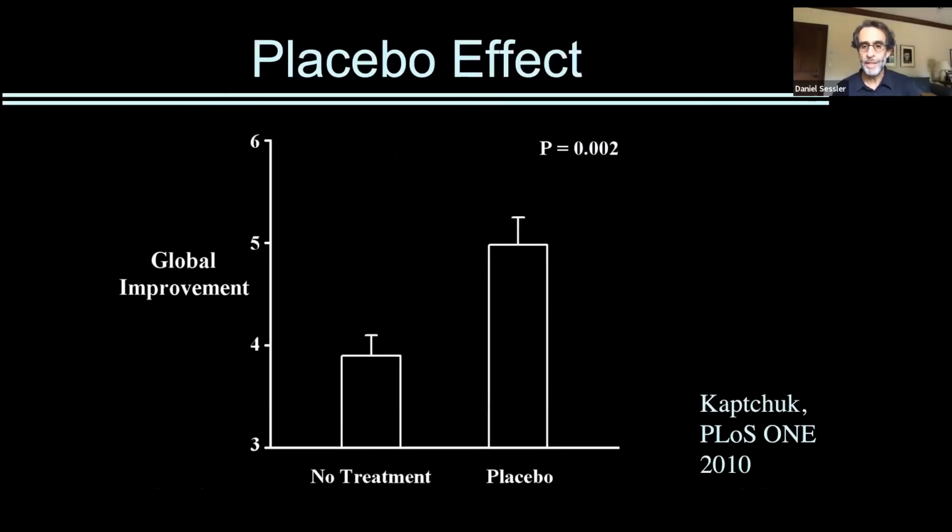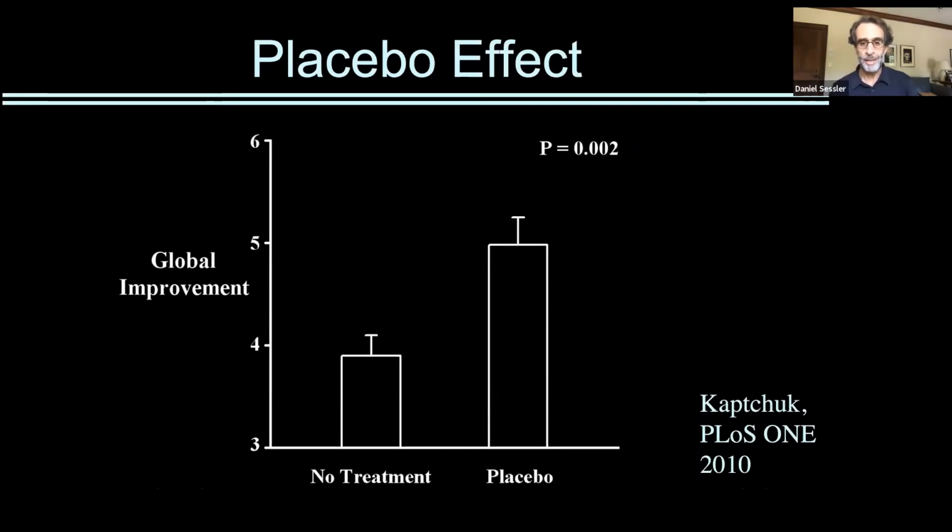Let me give you another example. This was a study that compared no treatment and placebo treatment for a pain syndrome, and they measured global improvement. Well, everybody knows about the placebo effect. So it's not surprising that people given a placebo rather than given nothing reported better improvement. And again, the result was highly, highly statistically significant.